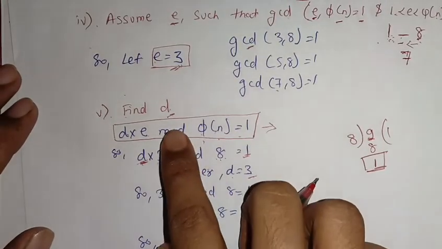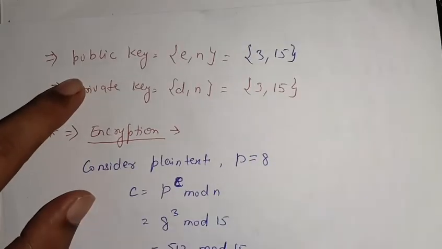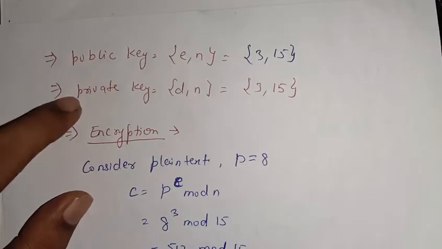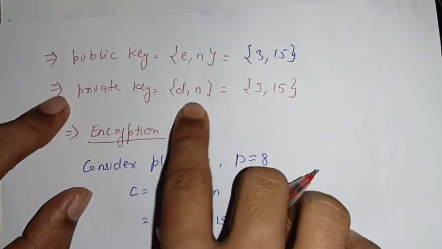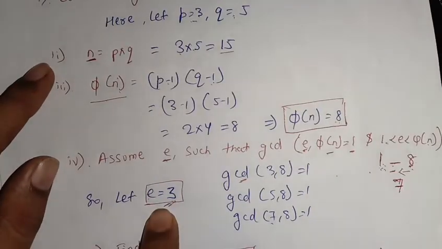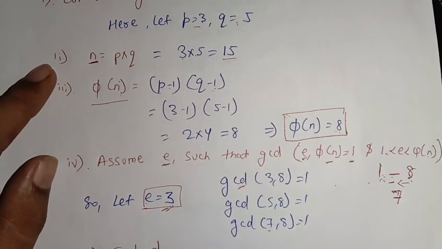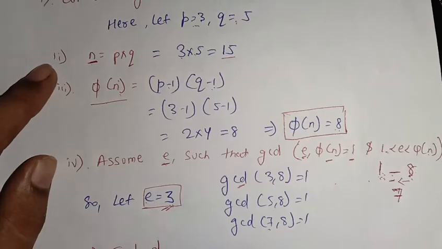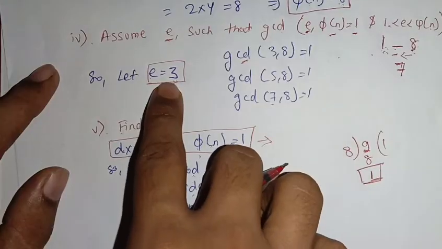Now the fifth step is also completed, and our D value will be 3. Again, for the public key and private key, we need to find both values. The public key formula is E comma N, and the private key formula is D comma N. So what is our E value? The E value we already have, since we assumed it from the GCD. E value is 3 and D value is 3. Both values are 3. The D value we have calculated and the E value we have assumed. Both are 3 only.